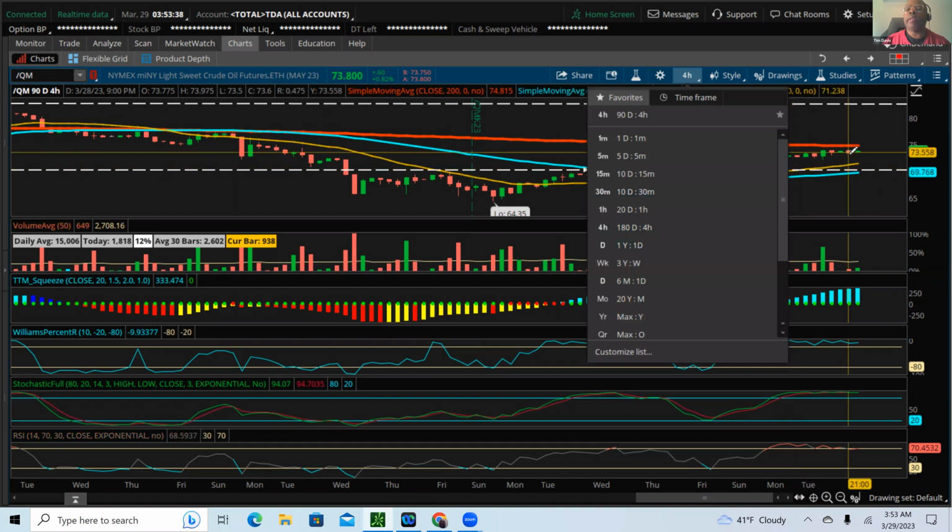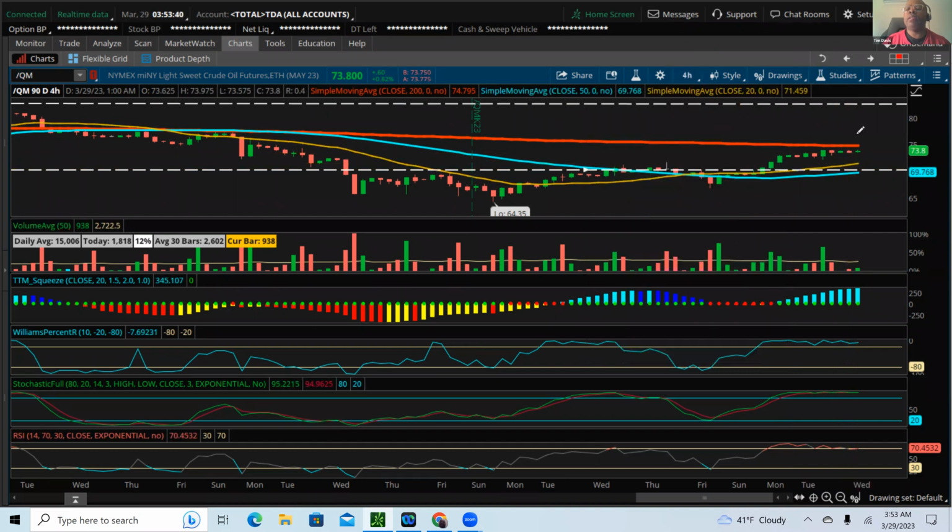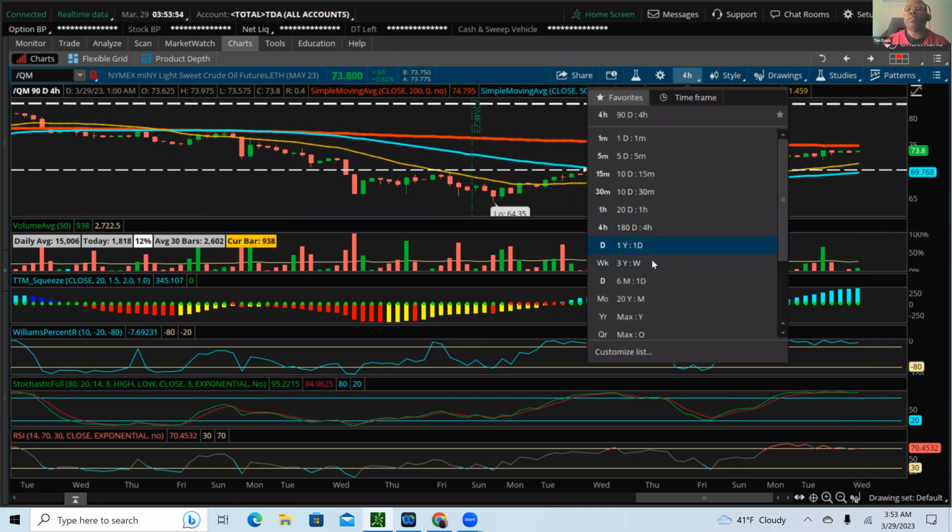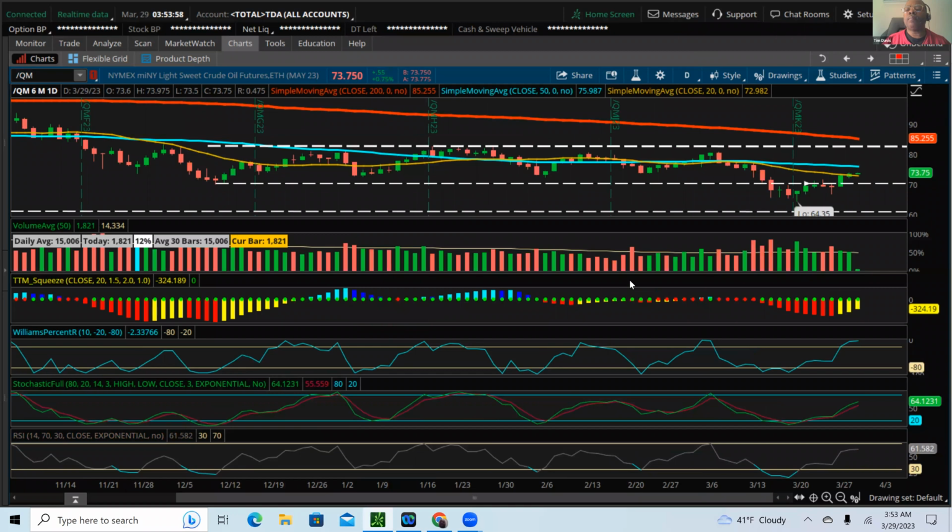Because we could pull back here somewhere and touch this lower level of support right around 70, and that will push us right back towards the 50-day moving average. But let's see what the daily chart is showing us. So here's our daily chart, and voila, what do you know?